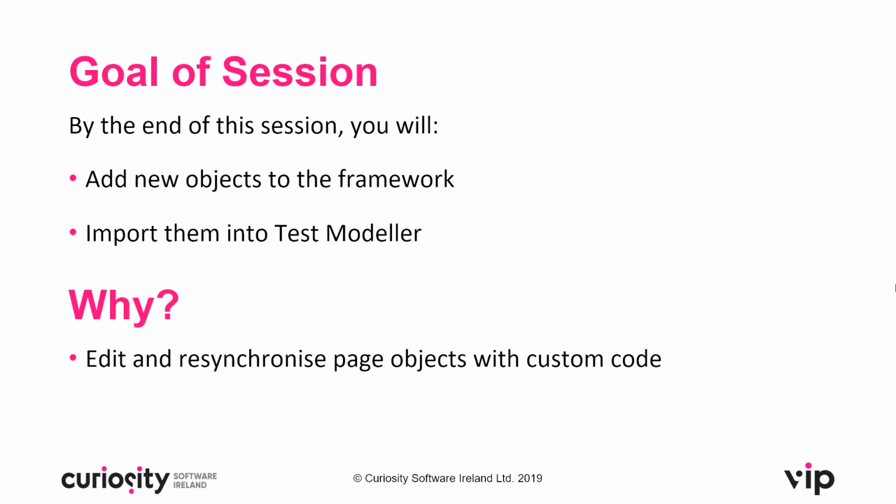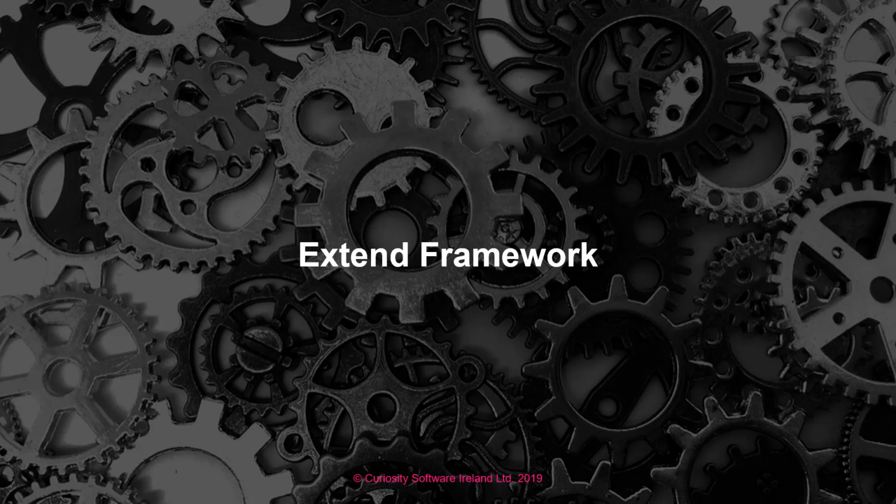Often you'll find when you're automating applications you will need some custom code or the flexibility to insert custom actions. What you can do here is edit the automation framework to embed custom code to perform these actions, and then you can import these into Test Modeler. This makes Test Modeler very flexible and adaptable to handling most types of automation and scenarios you come across. So let's jump in and extend the framework.